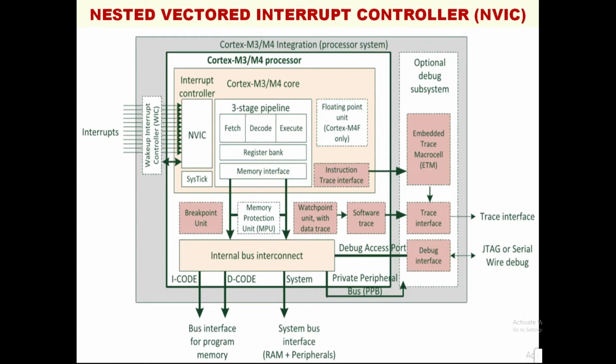The most important feature with respect to Cortex M3 and M4 processors is the nested vector interrupt controller. As we see here, all the interrupts are controlled with the help of the nested vector interrupt controller, which is present inside the architecture of the Cortex M3 and Cortex M4 processors, as shown here.